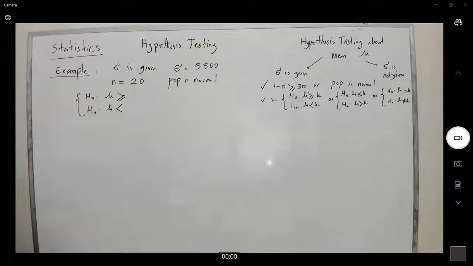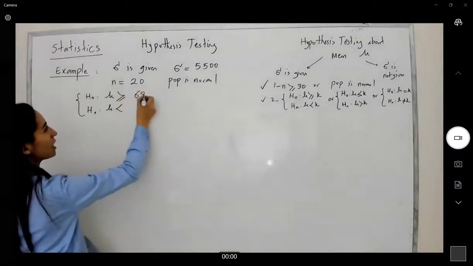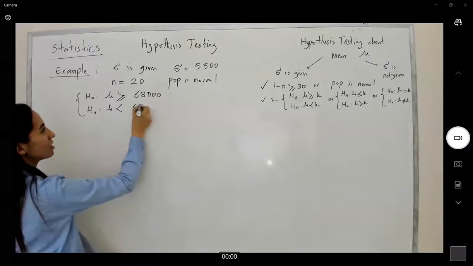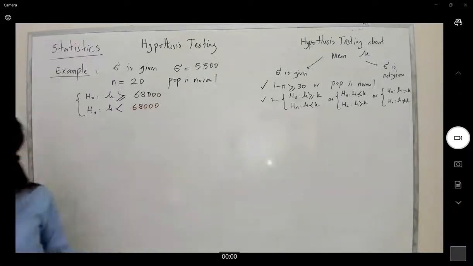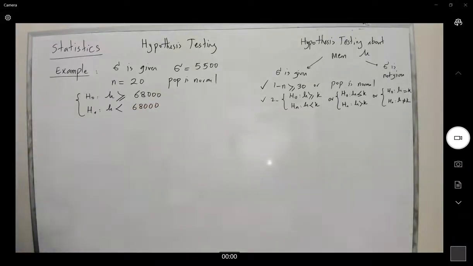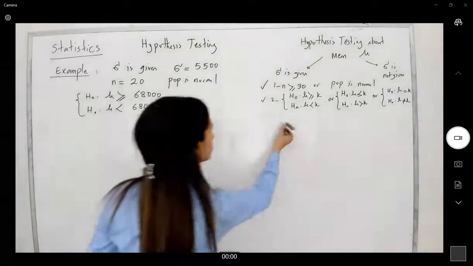Thank you, Amani. Thank you, Sammy. Thank you, Shana. Very well. Excellent. $68,000. This is your K. $68,000. Perfect. Thank you, everyone. So what is the next step?